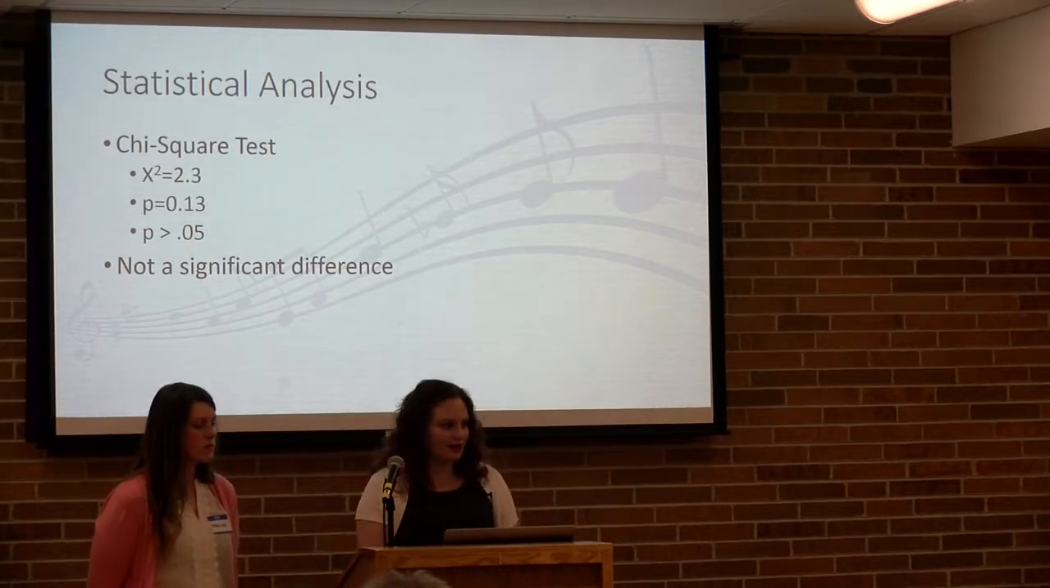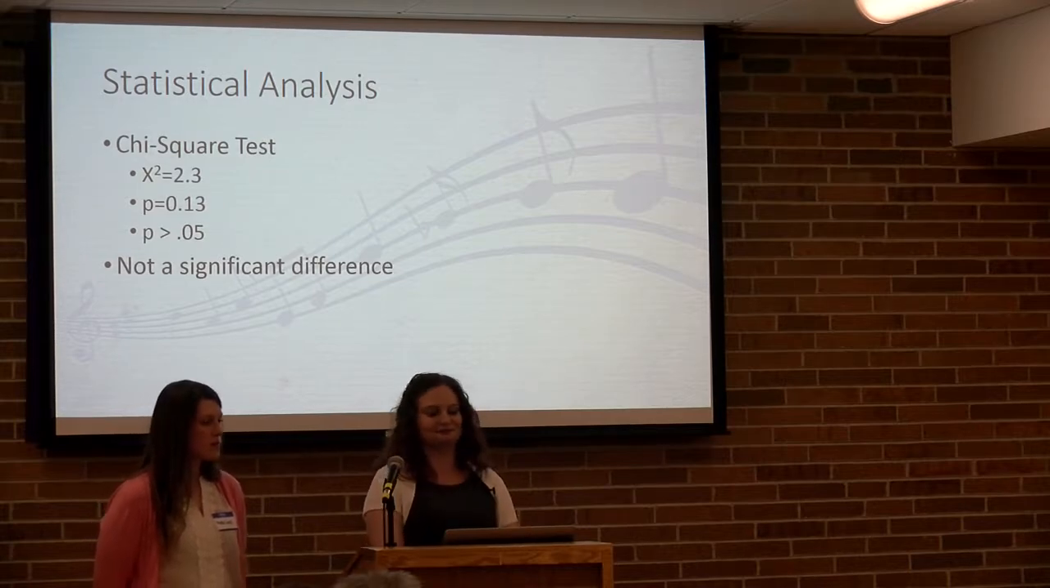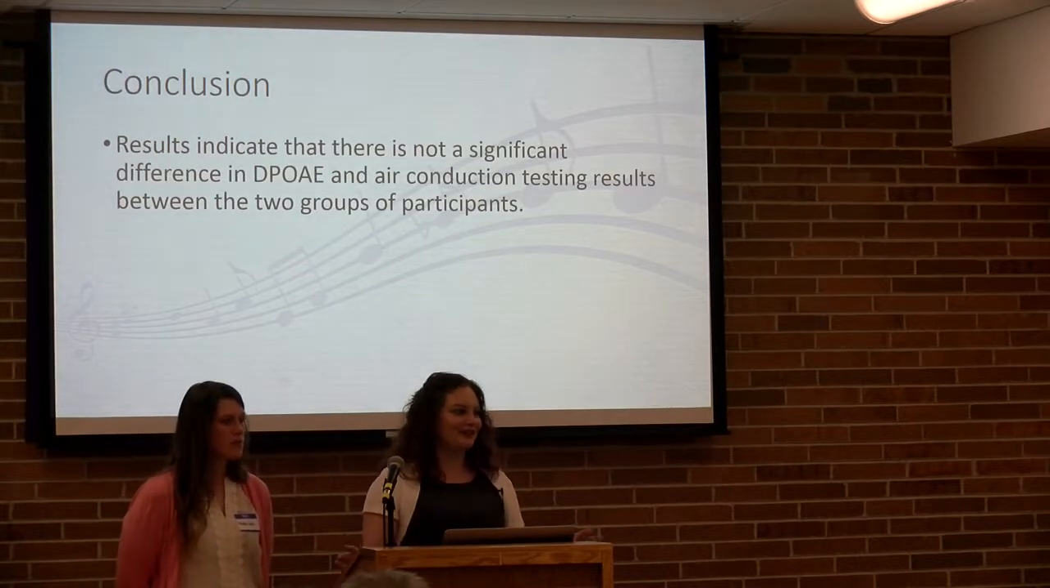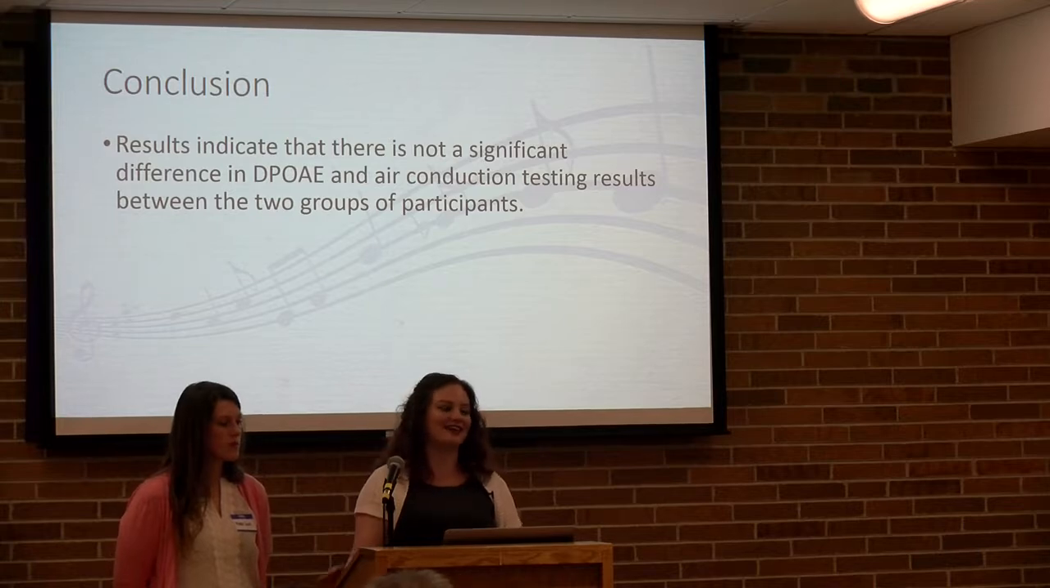I ran another chi-squared test again, and not surprisingly, the p-value came up as greater than 0.05. And for the contingency table, I did hearing loss versus no hearing loss. So again, this is not a significant difference, but also it's not generalizable due to the small number of participants that I had. So in conclusion, the results that I found indicate that there is not a significant difference between these two groups, but like I just stated, small number of participants, which was very unfortunate.